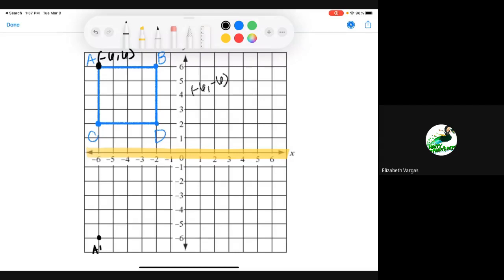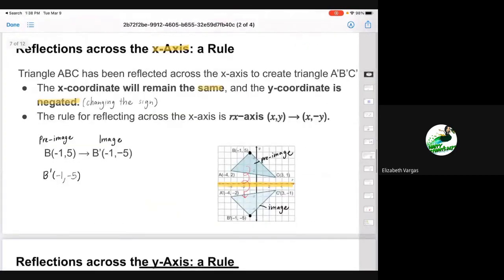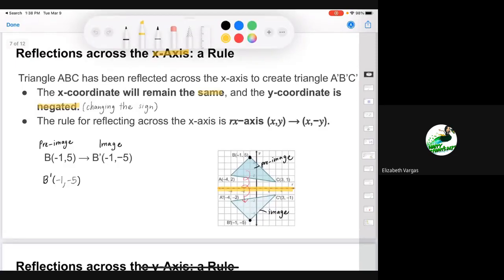And basically I would do that for all the different coordinates. And by doing so, I would be able to find out where my image maps after that type of reflection. So it would map right here. Okay, and we're going to see that this changes depending on what type of reflection we have. Okay. So any questions about reflection across the x-axis? Again, the rule is the x-coordinate remains the same and the y-coordinate is negated. Any questions?